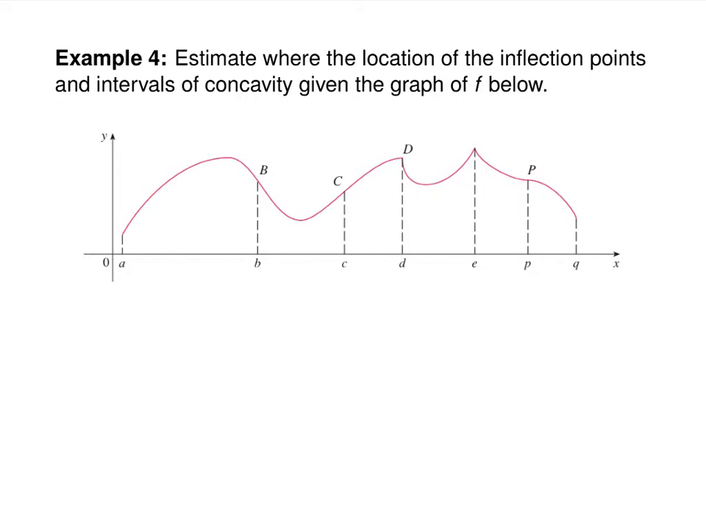Okay, so this is a graph of the original function. So tell me, where is this function concave up? I'm going to use CU for concave up. I'm going to use CD for concave down. So where is it concave up or opening upwards? On what intervals?